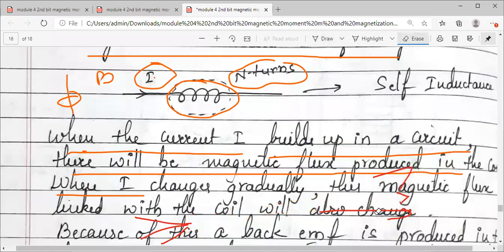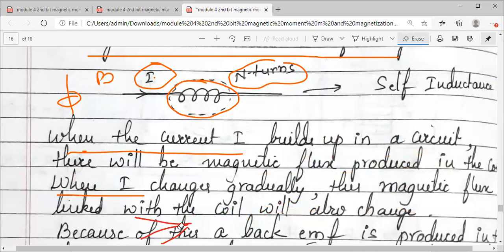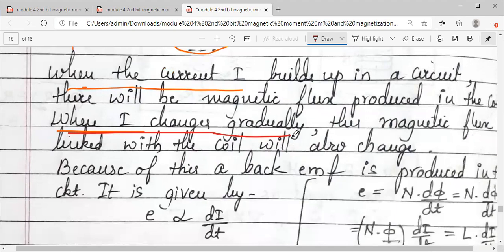But what will happen when we change the current? When the magnitude of the current changes gradually, obviously the field should change, and if the field changes, the flux should change, right? This is what should happen ideally. When the current changes slowly, gradually, the magnetic flux associated with this coil will obviously change, because the coil has a number of turns.